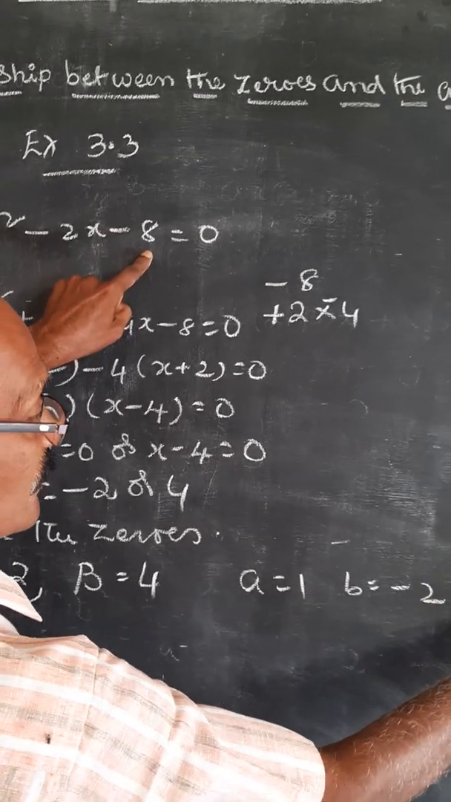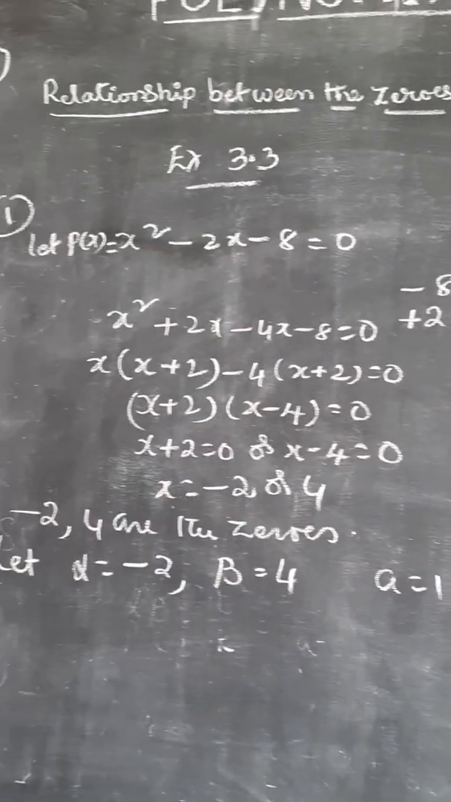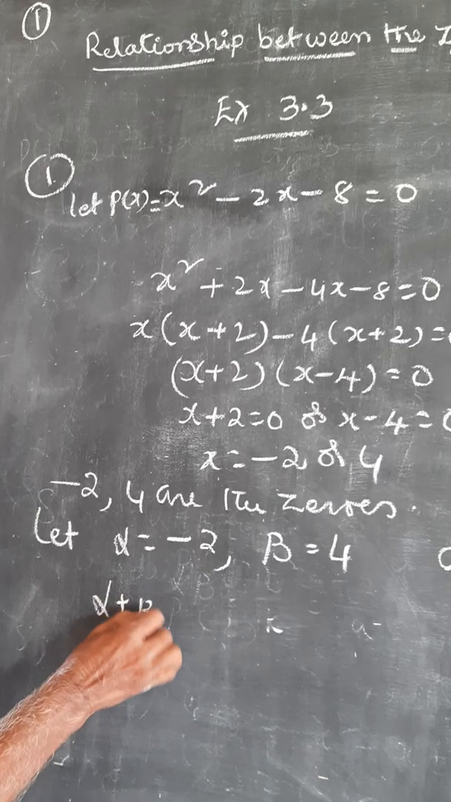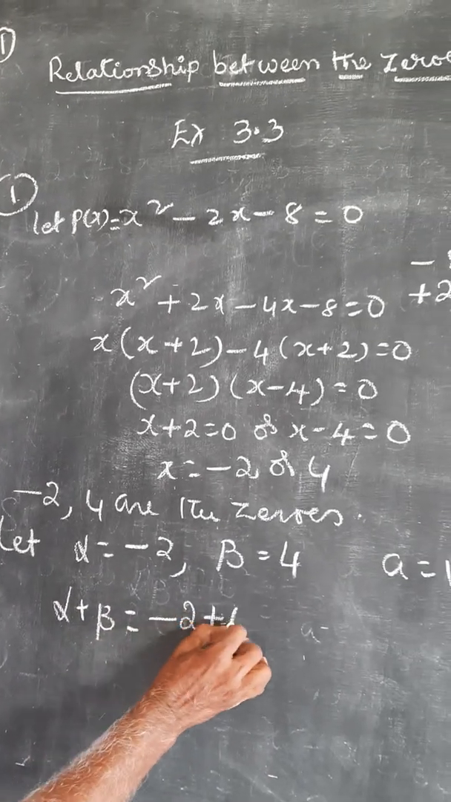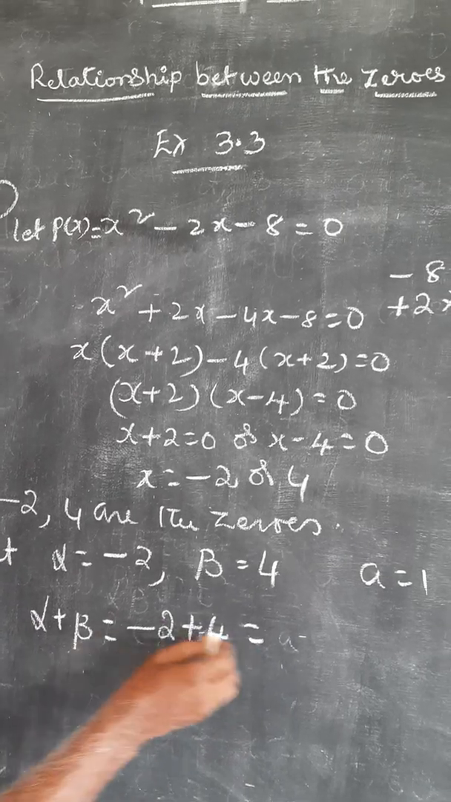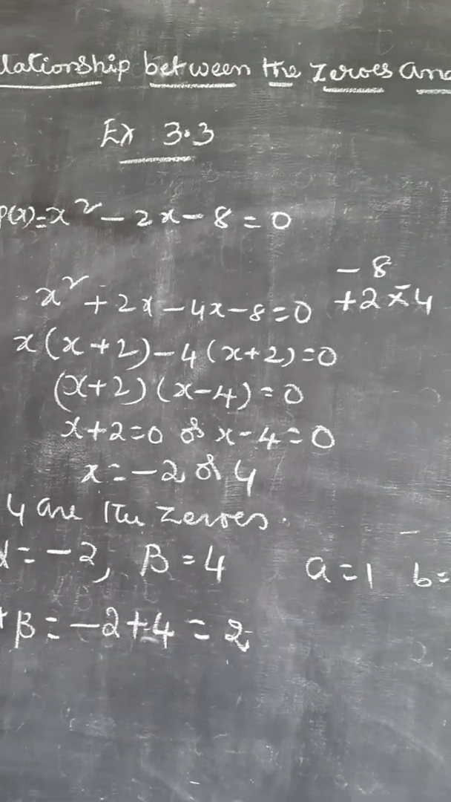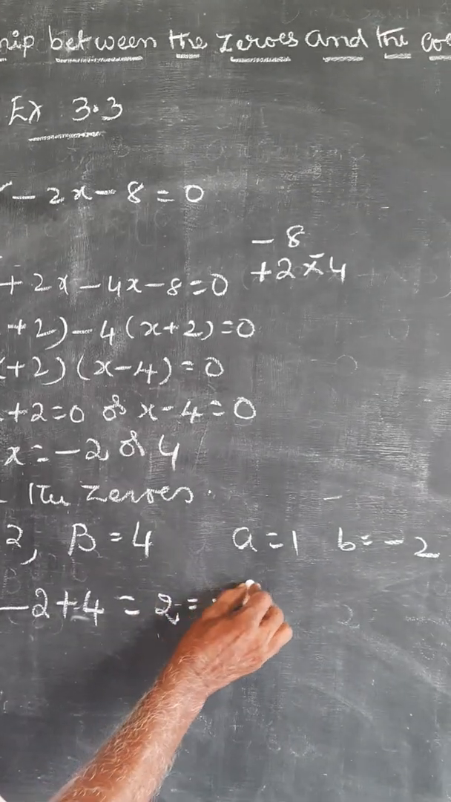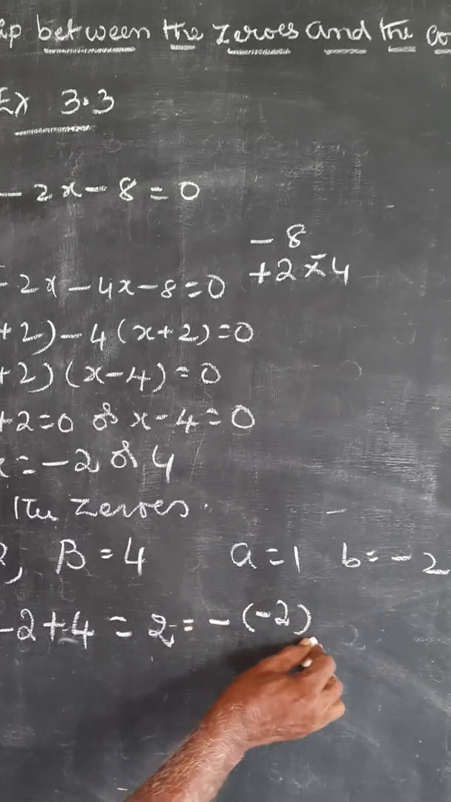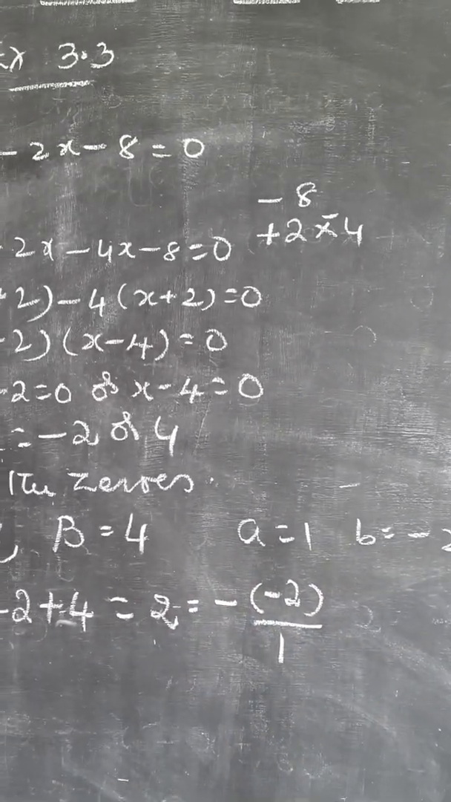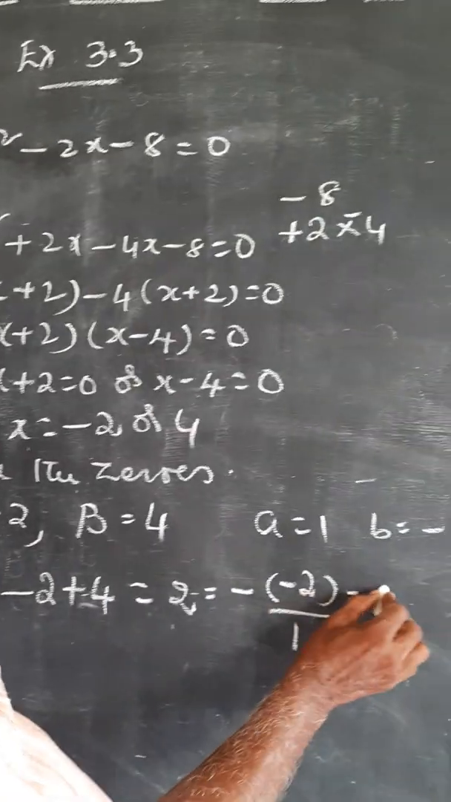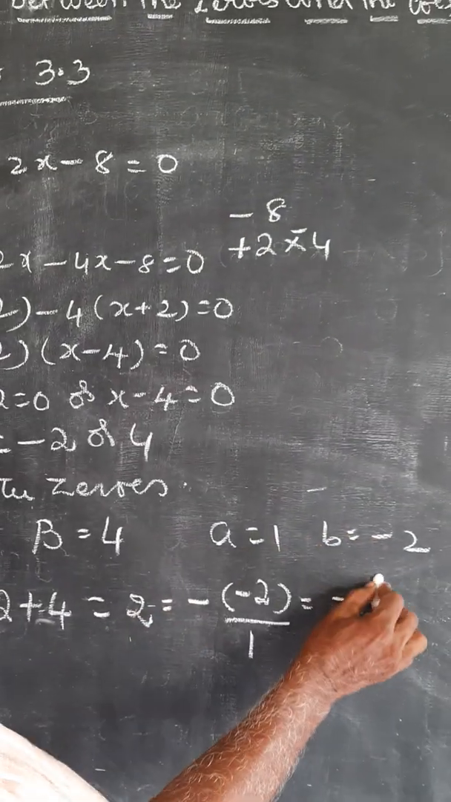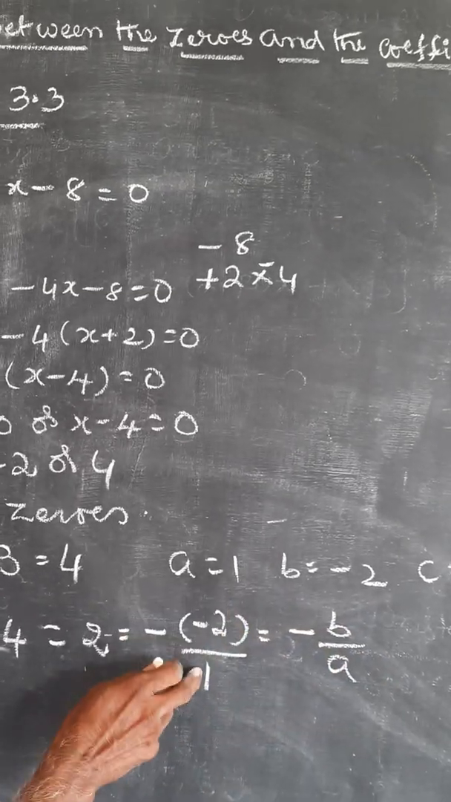C is equal to minus 8. Go to the first formula, alpha plus beta, sum of the zeros. Add the zeros, minus 2 plus 4, that is 4 minus 2, 2. And express this answer as 2 by 1. So write 2 as minus 2, there is no change. This minus 2 is B and 1 is A.